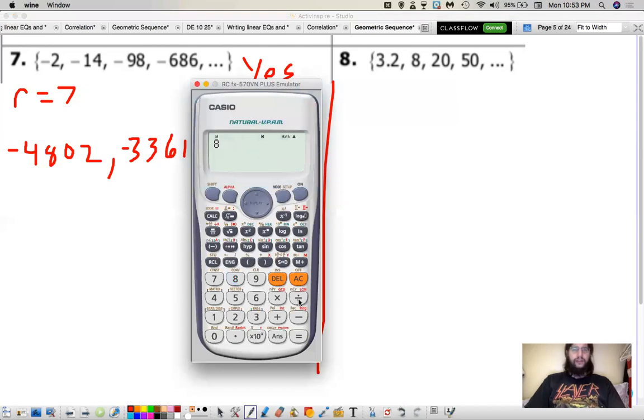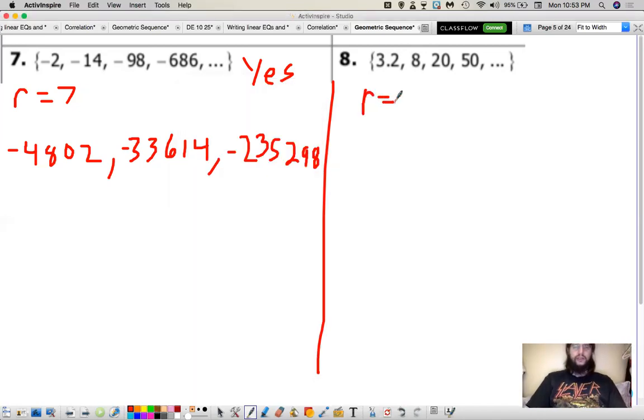Let's see, common ratio, 8 divided by 3.2 is 5/2. Does that work? I can do 20 over 8. That's also 5/2. Or I could do 20 times 5/2, and that should give you the next number, 50. So either way you want to look at it will work. So R is 5/2.